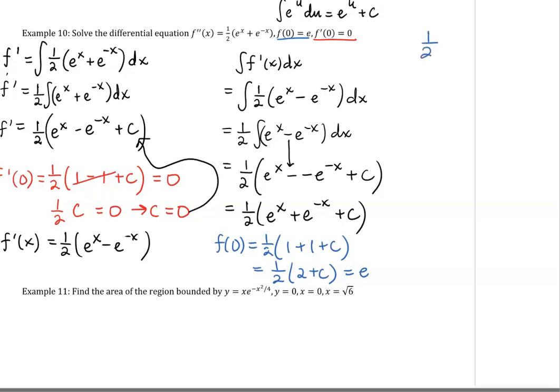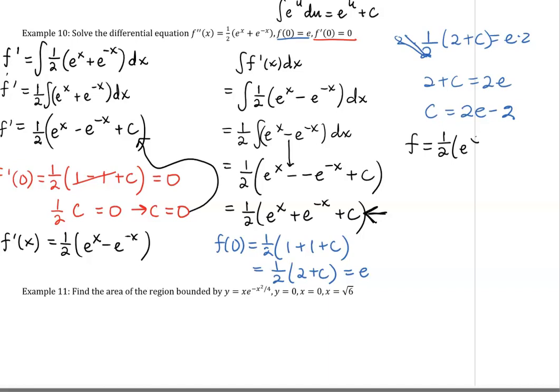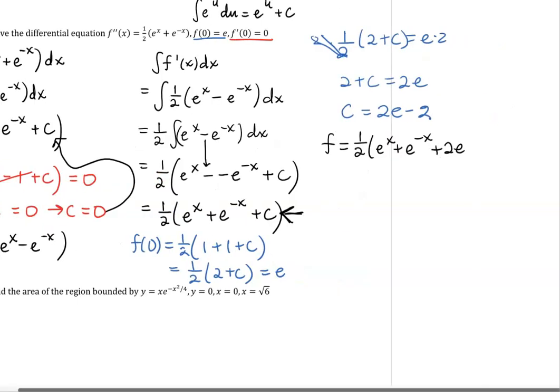I'll go ahead and multiply both sides of this equation by 2 to get rid of that 1/2. So times 2, I get that 2 plus c is equal to 0, and then I will subtract 2 from both sides to see that c is equal to negative 2. So our final answer f is equal to, putting our c value back in here, 1/2 times e to the x plus e to the negative x, minus 2. And that is our answer there.